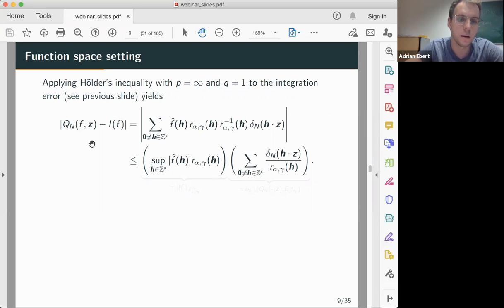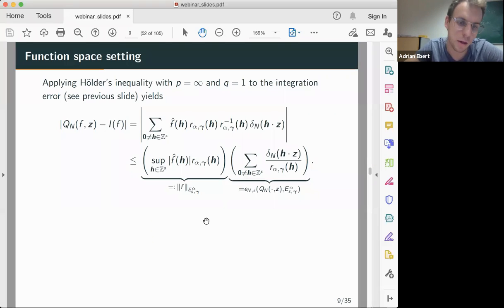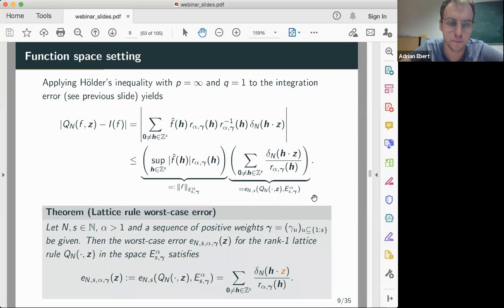Okay. Then coming back to the previous identity that we had for the integration error, one can now use this expression and apply Hölder's inequality to get such a bound here. It's basically bounding the absolute value of the integration error by two factors. The left factor we can see is immediately the norm that we defined, and the right factor will turn out to be the worst case error of our lattice rule with respect to the introduced space. And just to make this clear, in this theorem here.